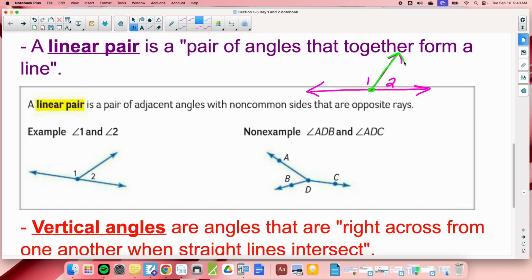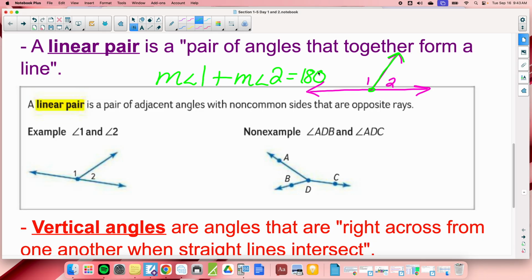What do you guys think is true about angle 1 and 2 if they form a straight line? Anyone have any idea? Like, how many degrees would they add up to? 180. So that's something we're gonna do a lot today. So one of the things that would be true here, you could say the measure of angle 1 plus the measure of angle 2 equals 180 degrees, okay?